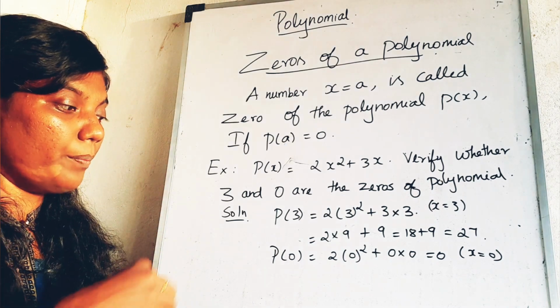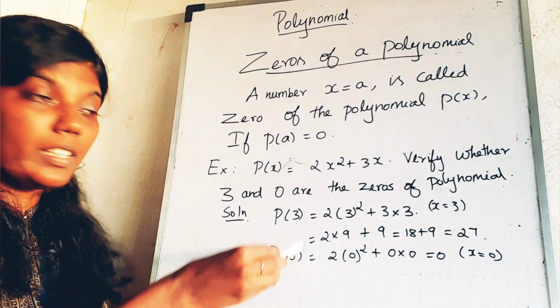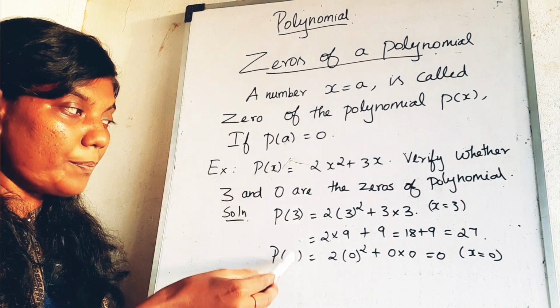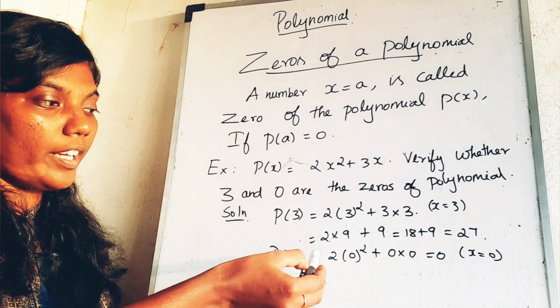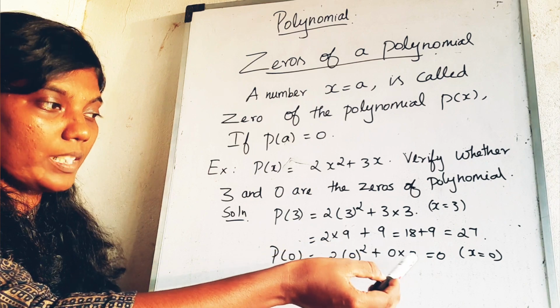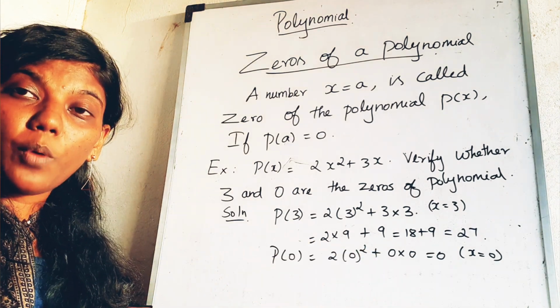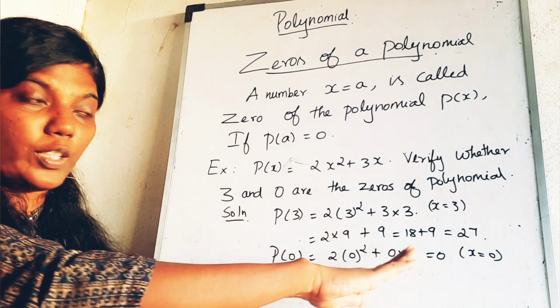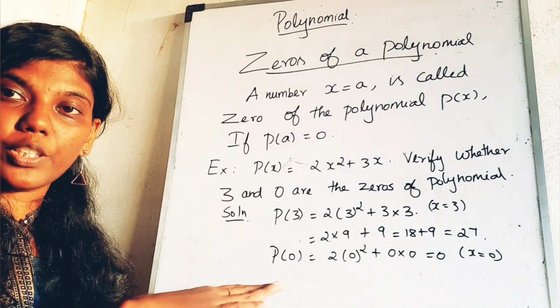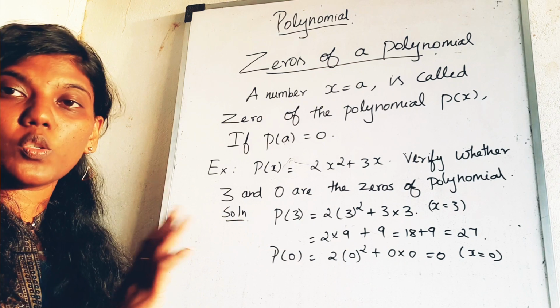Now, coming to the next one. You put 0 in the value of x. When you substitute 0 over there, you get 2 times 0 squared plus 3 into 0. When you multiply 0 into 0, obviously it becomes 0. So finally, the answer is 0. As you are getting the answer as 0, you say that 0 is a zero of the polynomial over here.